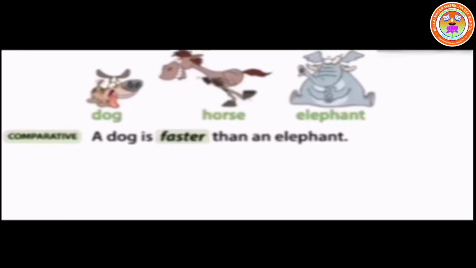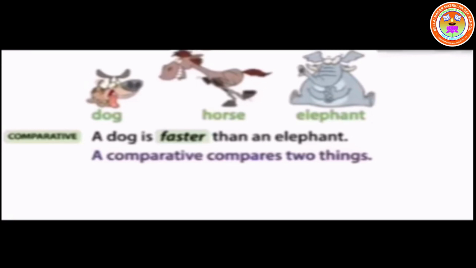We say the dog is faster than an elephant. Faster is comparative. A comparative compares two things. In this case, the dog and an elephant.